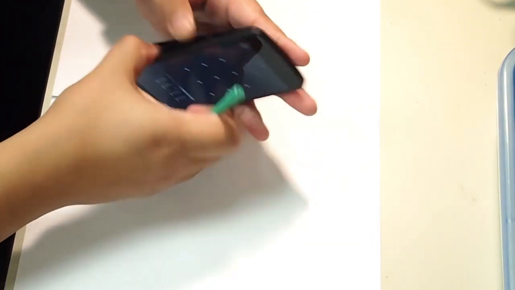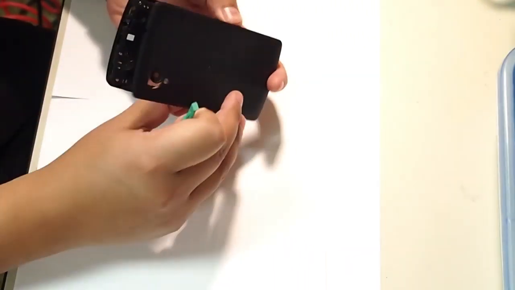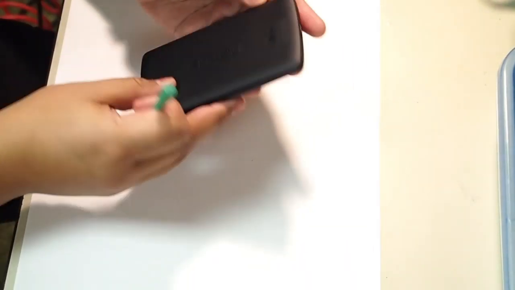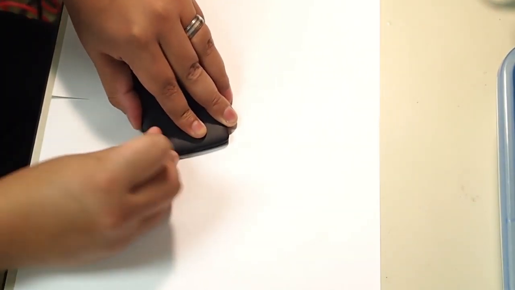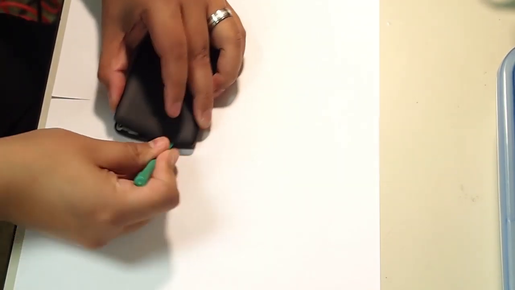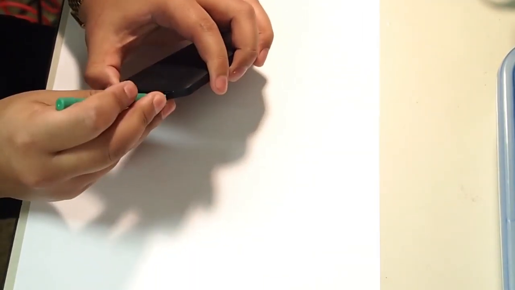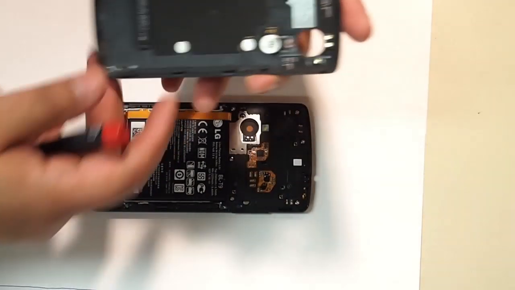So I'm just going to fast forward this. As you can see, I'm working each clip and I'm slowly prying the back off. There is a little bit of adhesive near the bottom, and it might take a little bit more strength to get it off, but like I said, don't bend the back door because you will put a crease on the sides. And there we go. Now this is the back plate.